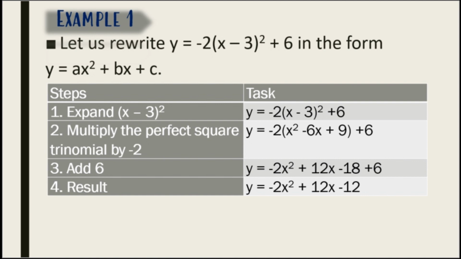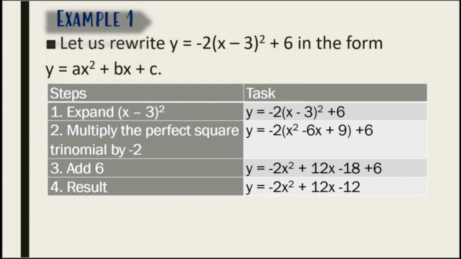Then adding 6, we get y equals negative 2x squared plus 12x minus 12. So that's it. So y equals negative 2 quantity x minus 3 quantity squared plus 6 can be written as y equals negative 2x squared plus 12x minus 12.